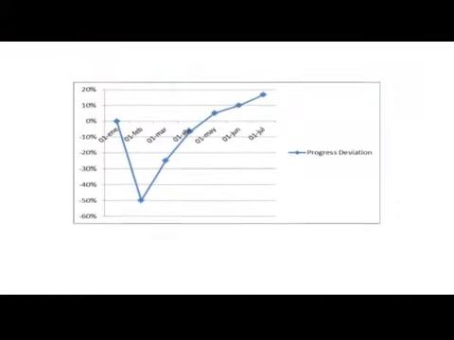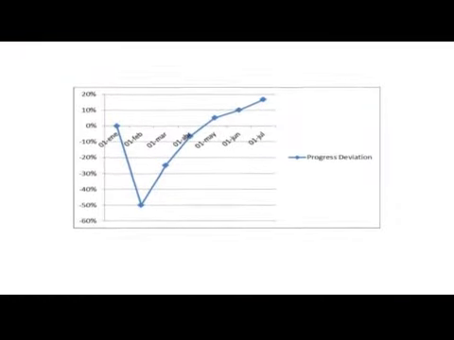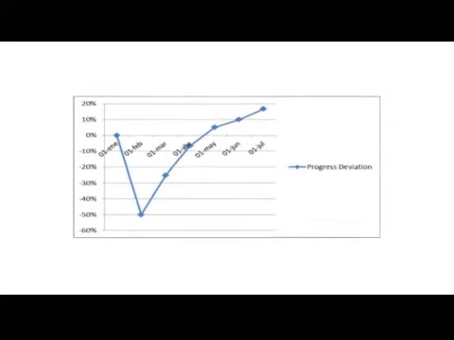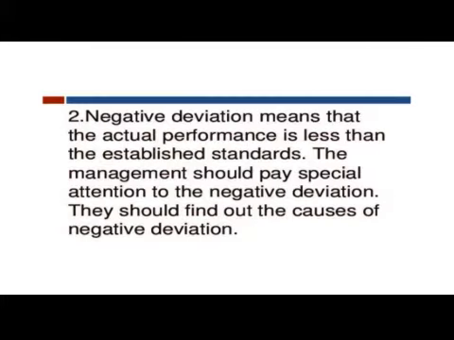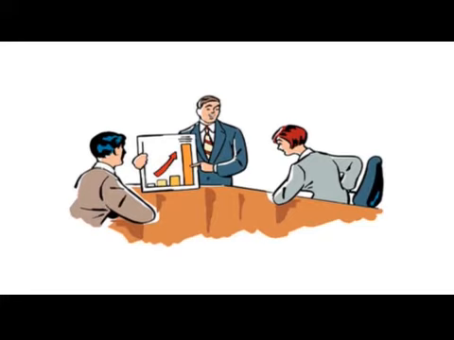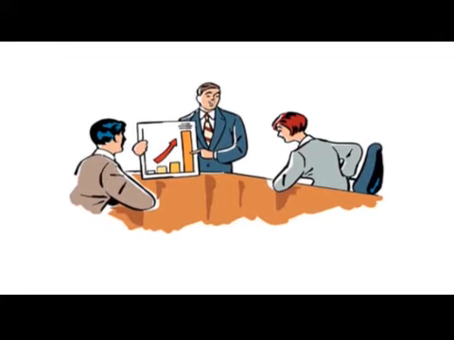Positive deviations mean that the actual performances are better than the established standards. Positive deviations should be appreciated. Negative deviation means that the actual performance is less than the established standard. The management should pay special attention to the negative deviation. They should also find out the causes of negative deviation. Generally, minor or small deviations are ignored. However, major deviations should be immediately addressed and reported to the top management.